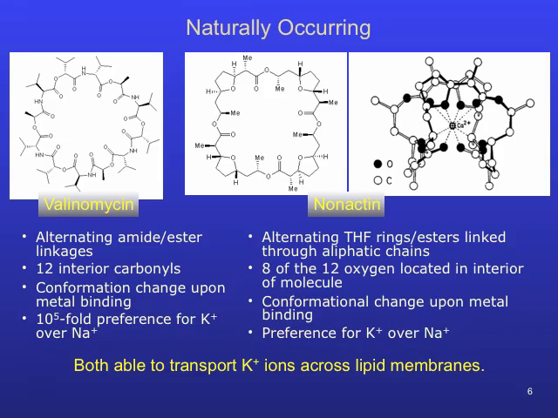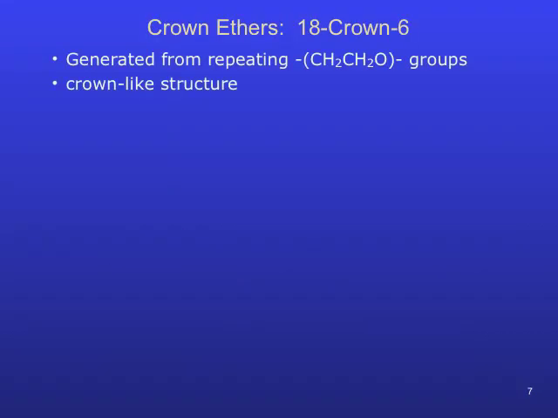Each of these substances is responsible for transporting potassium ions across lipid membranes. The phase transport catalyst used in this experiment is 18-Crown-6, a crown ether. There are 18 atoms in this cyclic molecule, with the CH2CH2O grouping of atoms repeating 6 times.